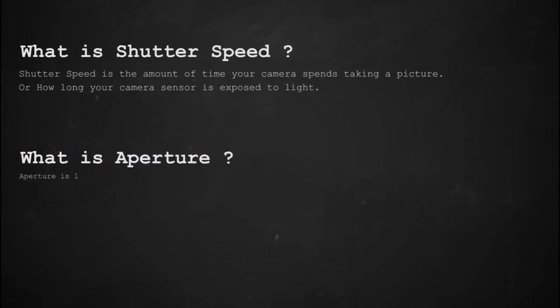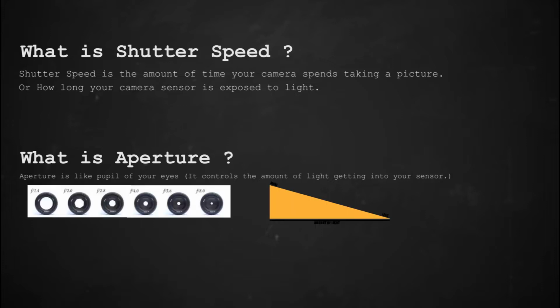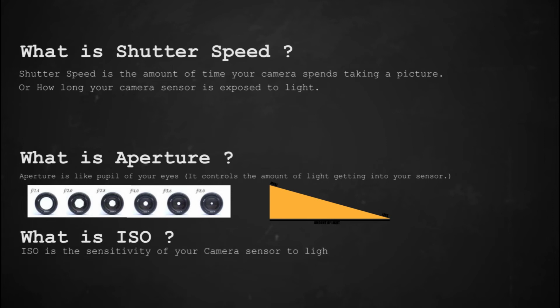What is aperture? Aperture is like the pupil of your camera. Just like your eyes, when in the dark, it gets wider, and when the light is too harsh or there is too much light, it gets tighter and lets less light onto your camera sensor. The next setting is ISO. ISO is the sensitivity of your camera sensor to light.